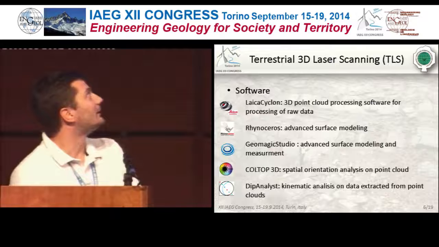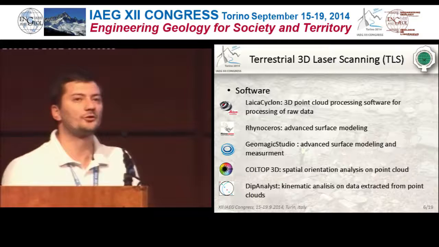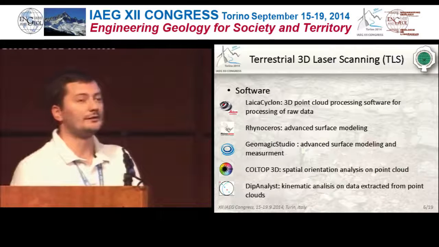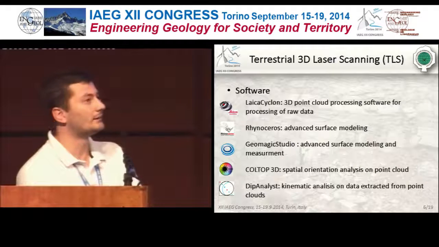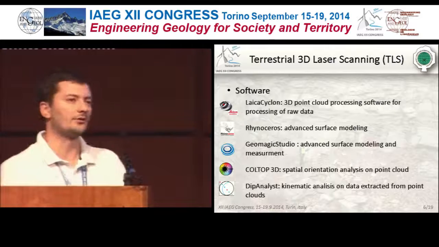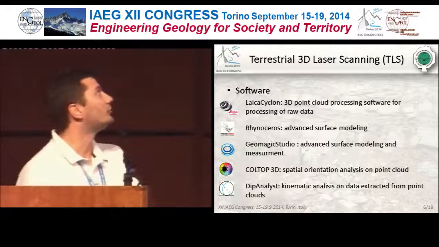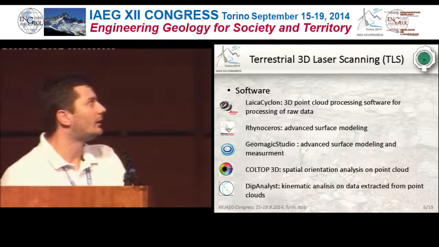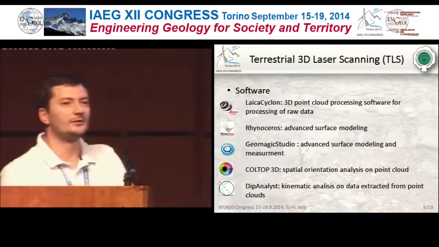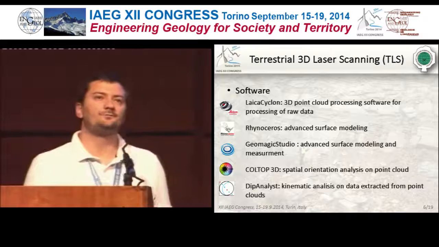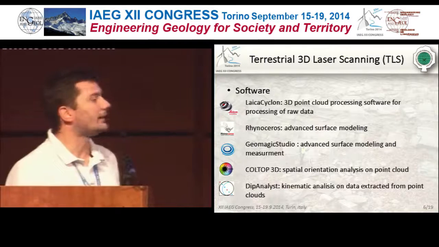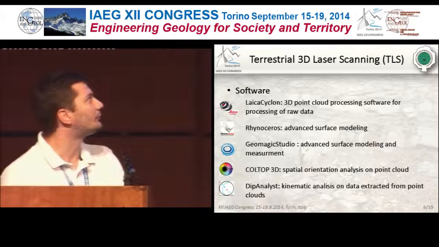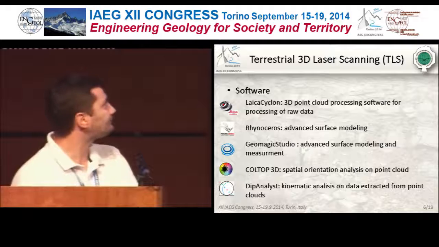So basically you need several software solutions just to work on the raw data and to start analyzing point clouds on a higher level, the application level, like in engineering geology. You also have some other solutions which are not so costly, and even some of them are open source. So the community is growing and applications are growing, which means that we can expect further improvements in this sense.